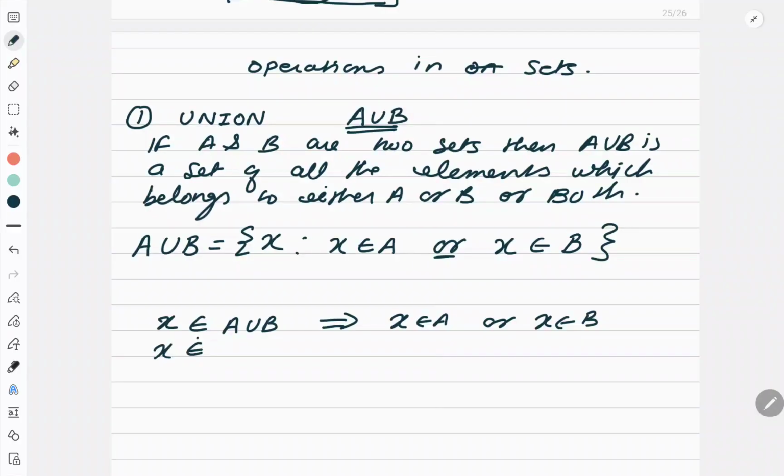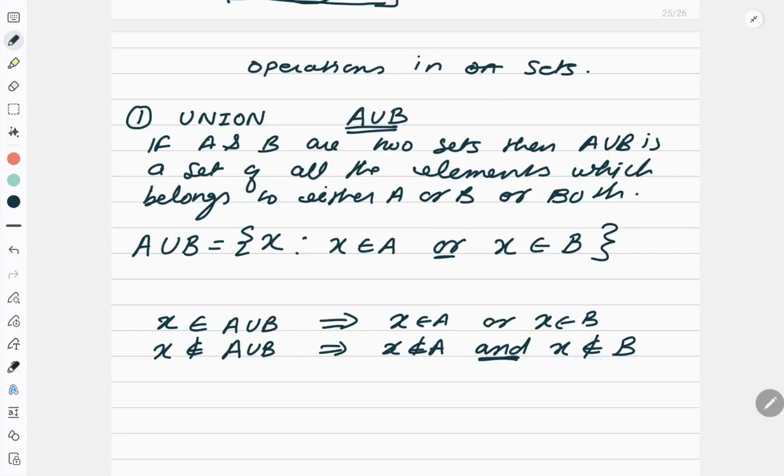If I say X does not belong to A union B, implies X does not belong to A and X does not belong to B. Don't do the mistake of writing here or. Okay, this and is important when I am saying not belongs to.